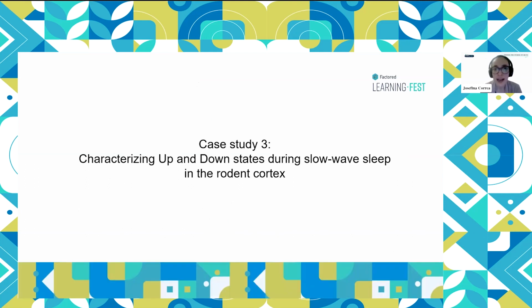Yeah. And the second case study is characterizing up and down states during slow wave sleep in the rodent cortex. I don't know how many neuroscientists are here, or if there are any, but basically the brain during sleep exhibits very strong rhythmic activity. And so neuroscientists talk about that in terms of up and down states.